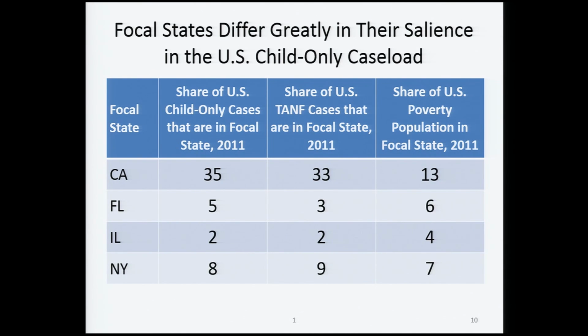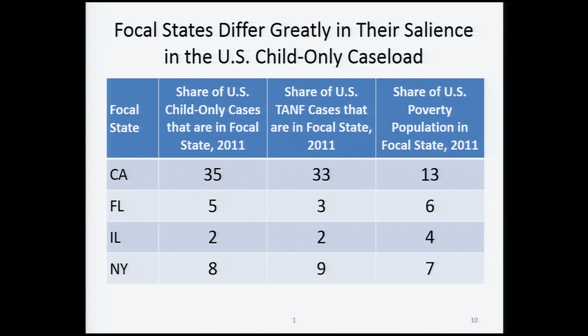So looking at the focal states for a moment, you can see the states listed on the left: California, Florida, Illinois, and New York, and their share of the U.S. child-only cases that are in the focal state. So in California, it's 35%, Florida, 5%, New York, 8%, Illinois, 2% of the national caseload is in each of those states. And then the share of U.S. TANF cases overall that are in those states, and then finally the share of the U.S. poverty population in the focal state.